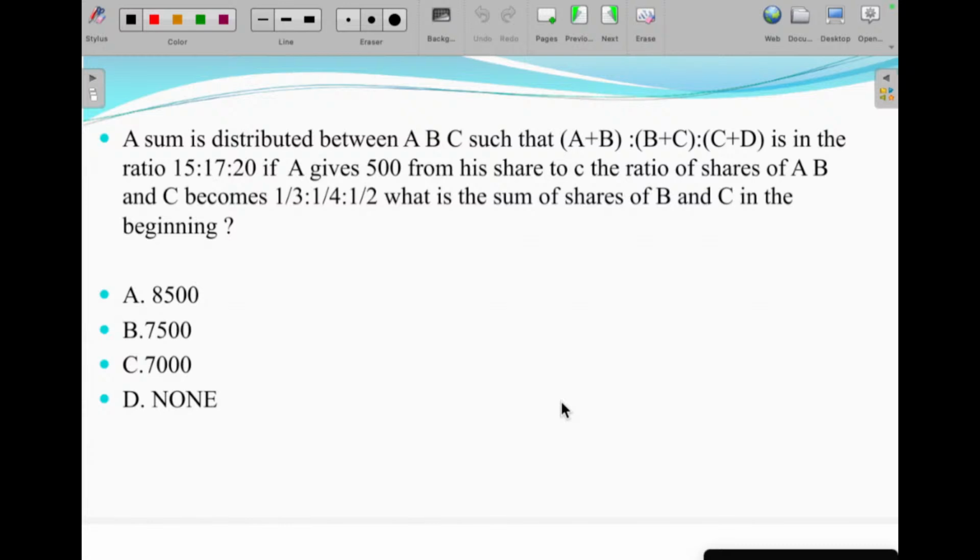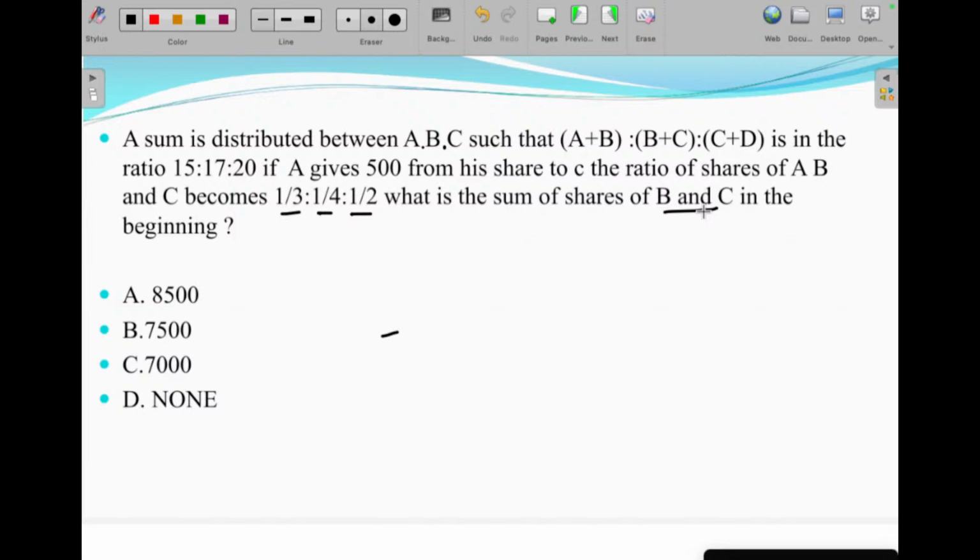A sum is distributed between A, B, C in such a way that A plus B, B plus C, C plus A is in the ratio of 15, 17, 20. If A gives 500 from his share to C, the ratio of the shares of A, B, C becomes 1 by 3, 1 by 4, 1 by 2. What is the sum of the shares of B and C? That I need to find out.